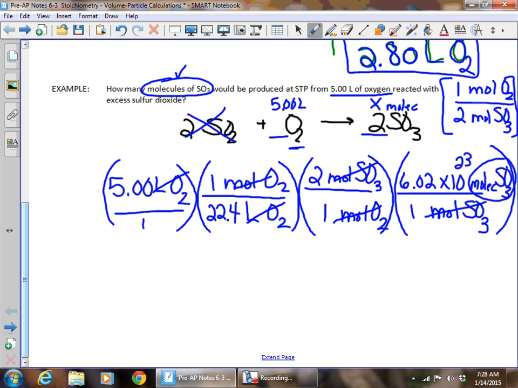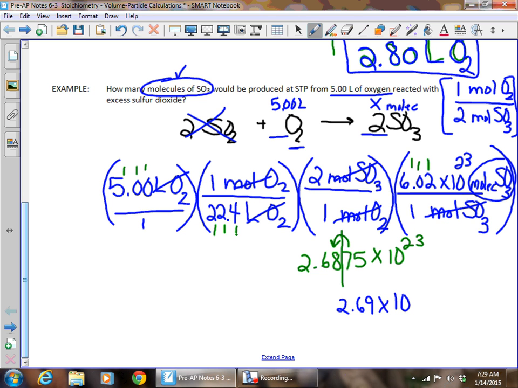So when I take 5 divided by 22.4 times 2 times 6.02 times 10 to the 23rd, I end up with 2.6875 times 10 to the 23rd. It's already in scientific notation. Make sure you plug those values correctly into your calculator. As far as Sig Figs are concerned, we've got 3 Sig Figs here, 3 Sig Figs here, and 3 Sig Figs here. That's pretty obviously 3 Sig Figs. So looks like that very next number, 7, makes us need to round up. So my final answer becomes 2.69 times 10 to the 23rd molecules of SO3.